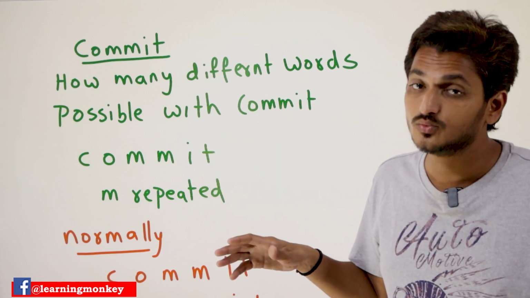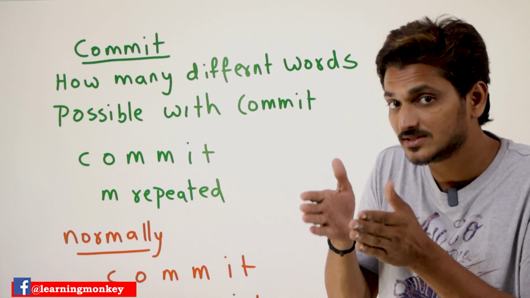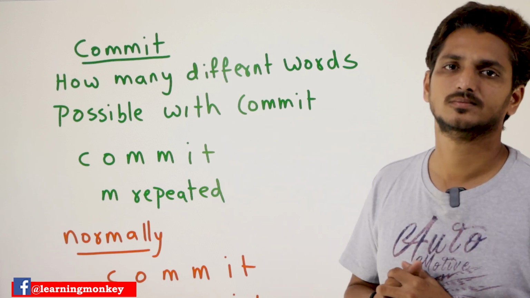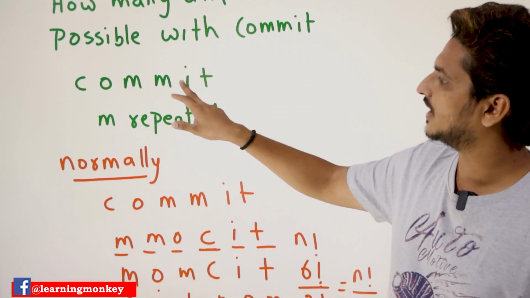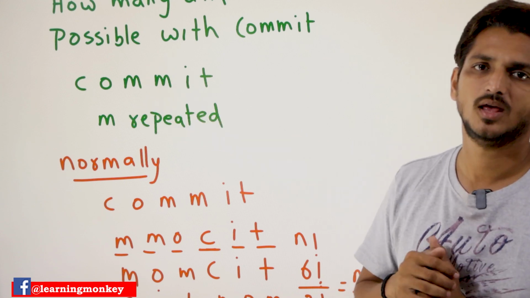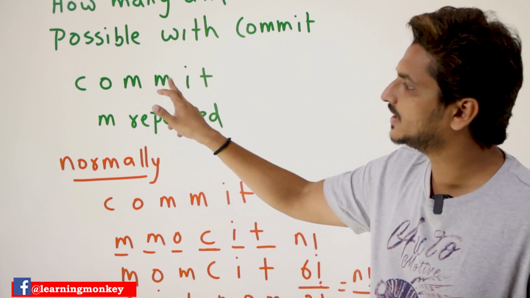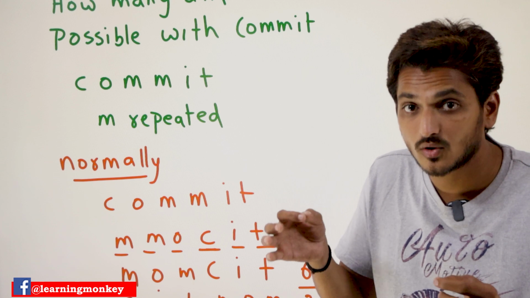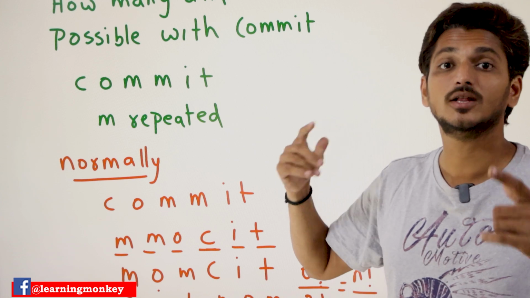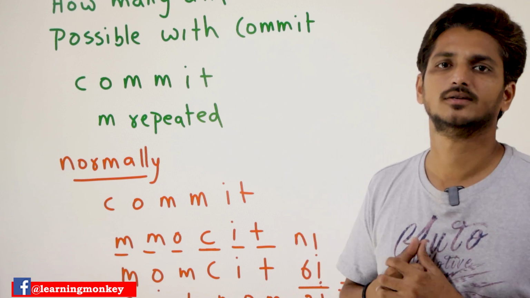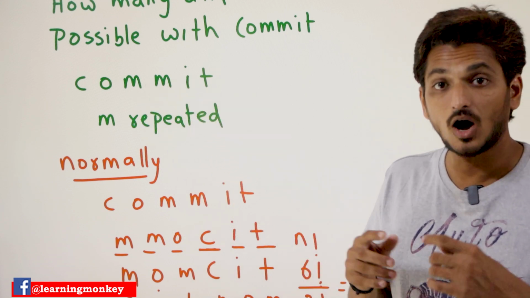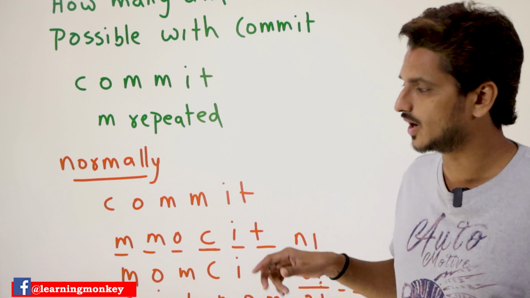From our previous knowledge, you can arrange these 6 characters in 6 positions in 6 factorial ways. If M is not repeated, then n factorial is the formula. But here, M is repeated. The formula n factorial is applicable only if all the characters are unique, not repeated. But here M is repeated. How the formula will change, that we are going to understand.